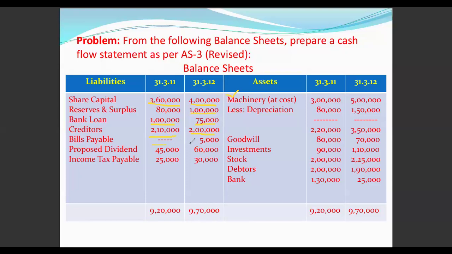Earlier bills payable was zero and now bills payable are 5,000. So it indicates the 5,000 money is pending as liability. So I'm not concerned about the same. The proposed dividend, which was 45,000 in the earlier year, now it is 60,000. In short, 15,000 amount is increased. This increase in proposed dividend, again, I need to adjust in profit because the provisions are not allowed.